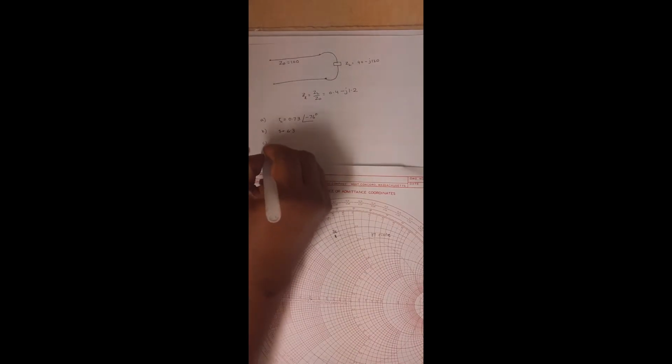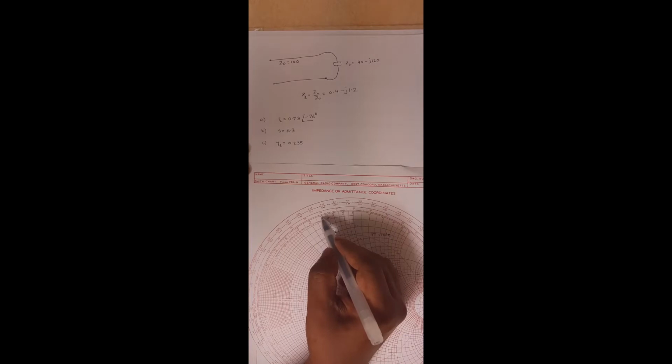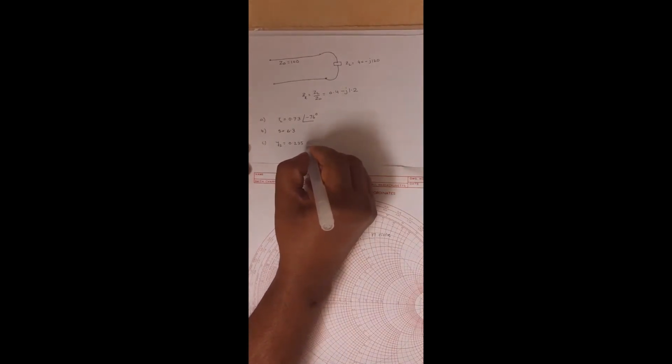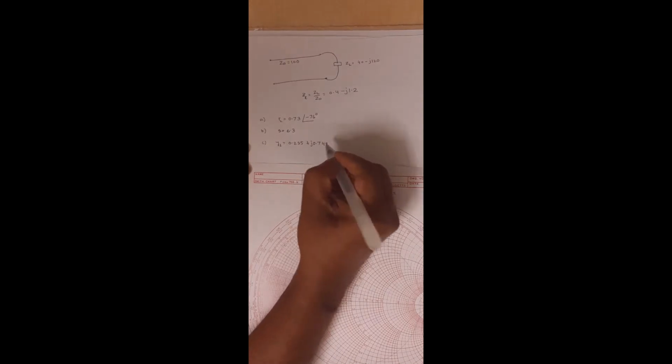So I write YL is equal to 0.235, and this value over here is 0.7 and that is 0.875. So we could write 0.7 plus j 0.748 or 0.75 is okay. So just this is opposite to the ZL point. Just translate this line and find the opposite point over here.